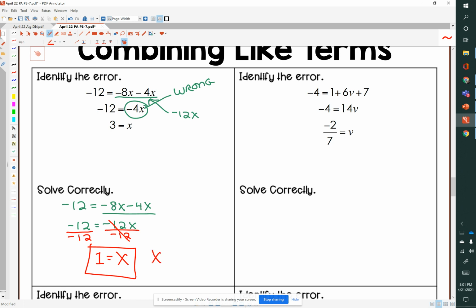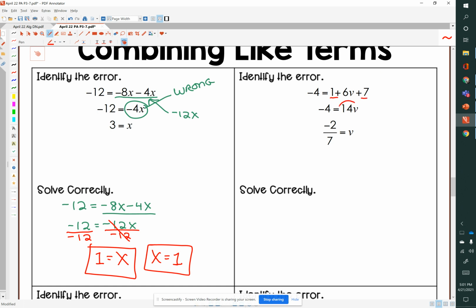I usually like to write it with the variable on the left. Either way is correct, but that's how I like to write it. So let's look at the second one. We have negative 4 equals 1 plus 6v plus 7. So we need to combine 1 and 7 to make 8.